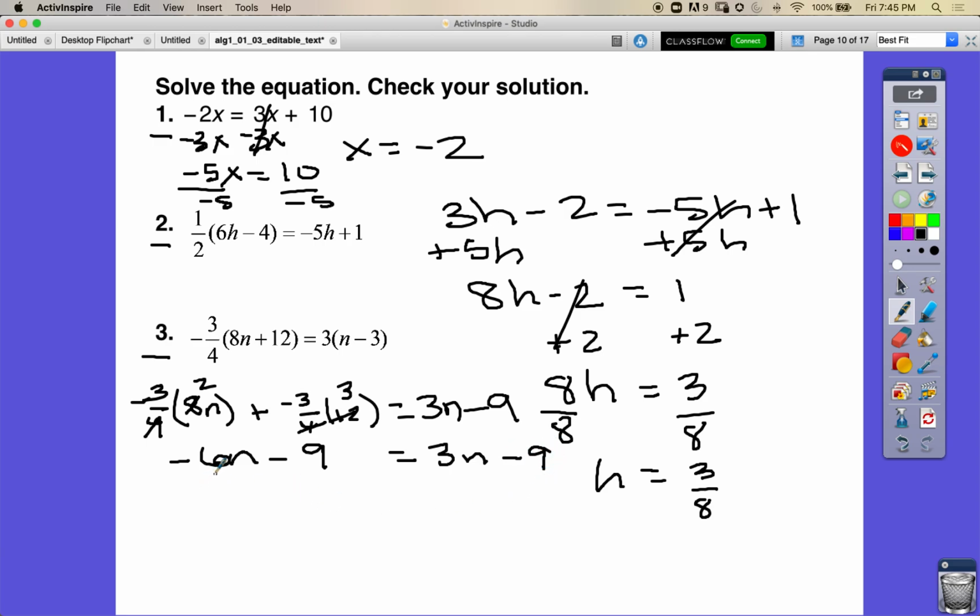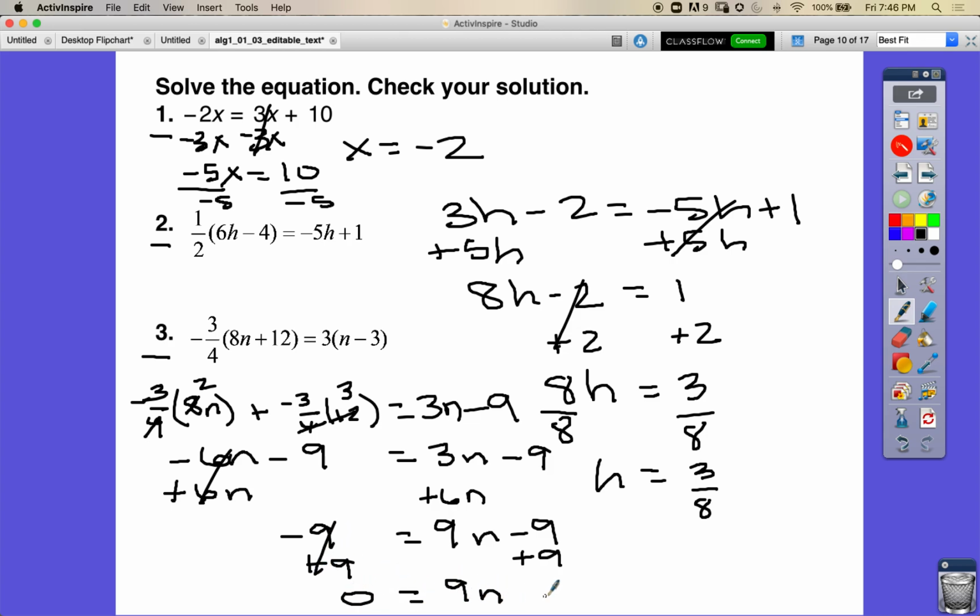Okay, so I'm going to move this 6n to this side to keep the variable positive. So I'm going to add 6n to both sides. Bring down the negative 9. So this is now going to be positive 9 minus 9n, sorry. I'm going to add 9 to both sides. Ooh, that becomes 0. And my last step, I divide both sides by 9. And you're going to see that 0 is going to equal n. And make sure you check your solution.